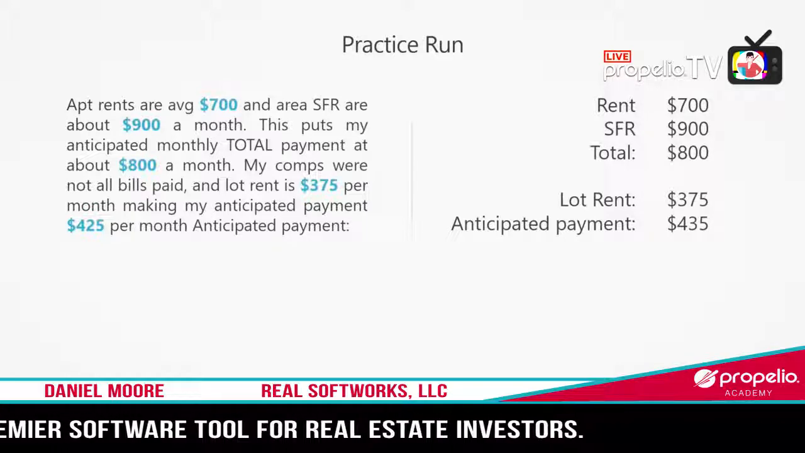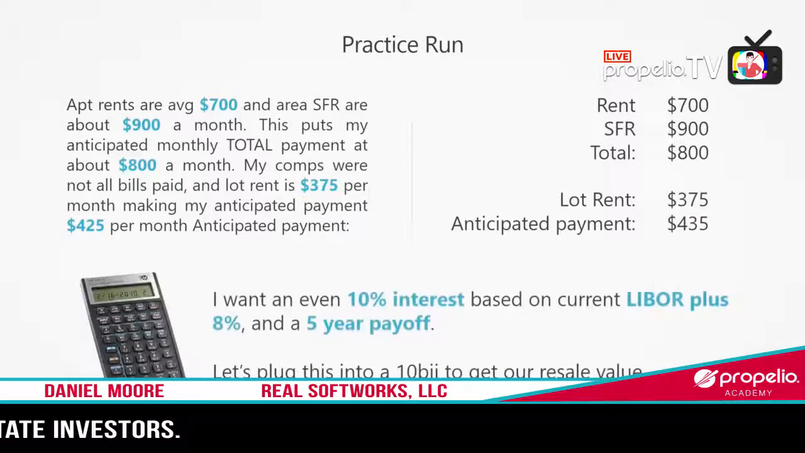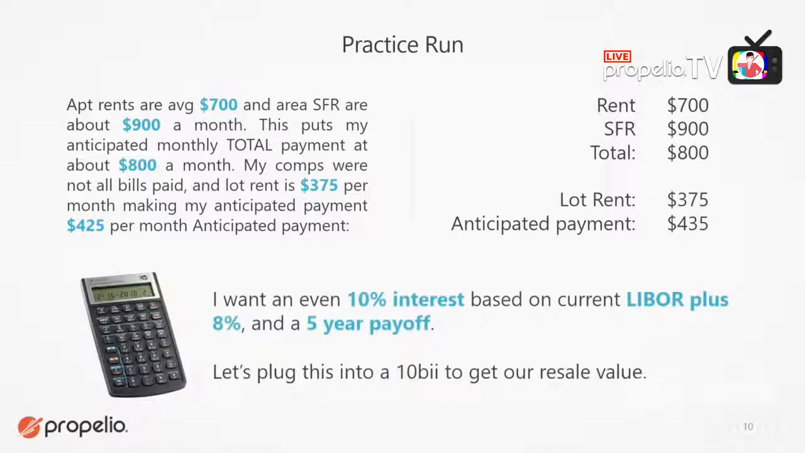That's kind of what I'm looking at there. Lot rent $375, anticipated payment $435. I actually think it was $425, but excuse my typo there. All right. If I want an even 10% interest based on current LIBOR plus 8% and a 5-year payoff, let's plug that into a 10B2 to get our resale value.